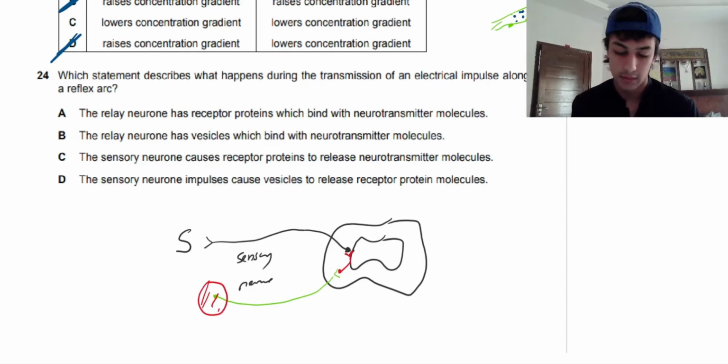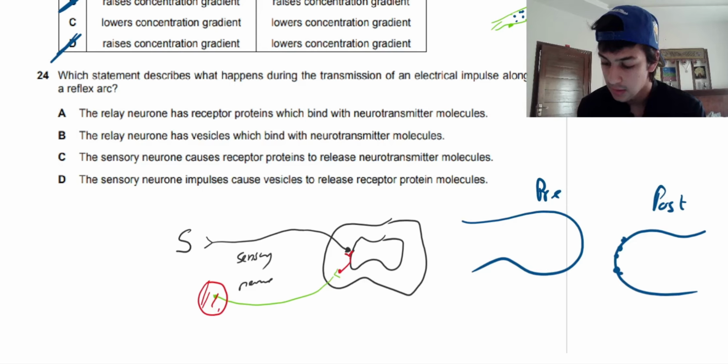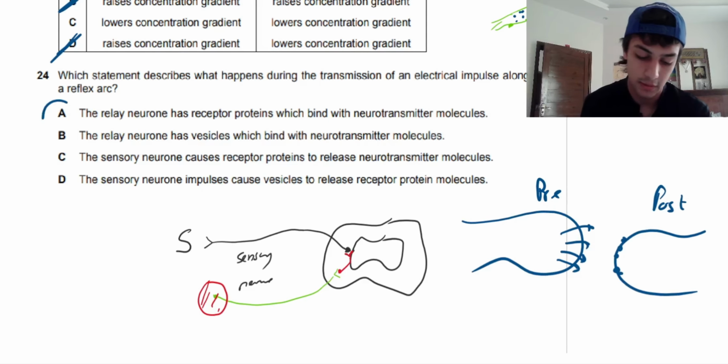So over here, the relay neuron receptors can bind with neurotransmitter molecules. That is correct, because in a synapse, we have a pre-synaptic and a post-synaptic. In the post-synaptic, we have receptor proteins, and pre-synaptic is going to be where the neurotransmitters are released. So A looks like the right answer.